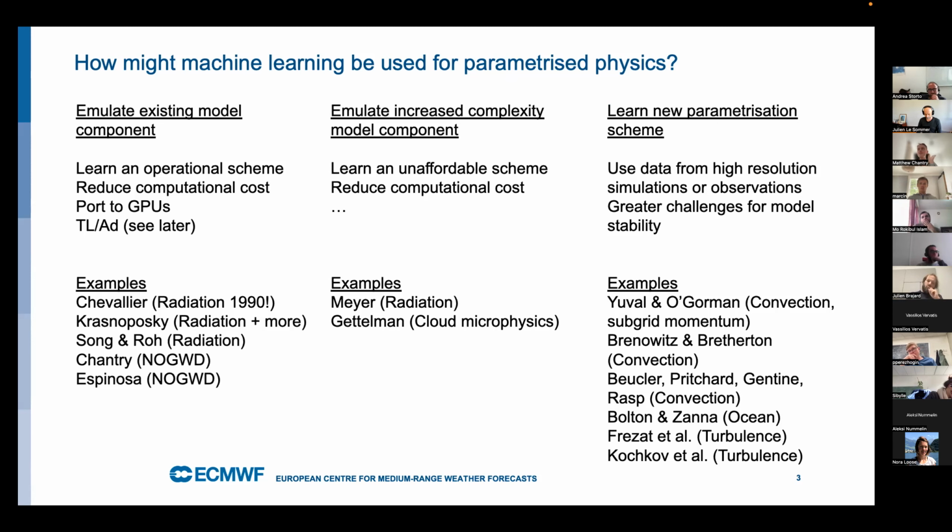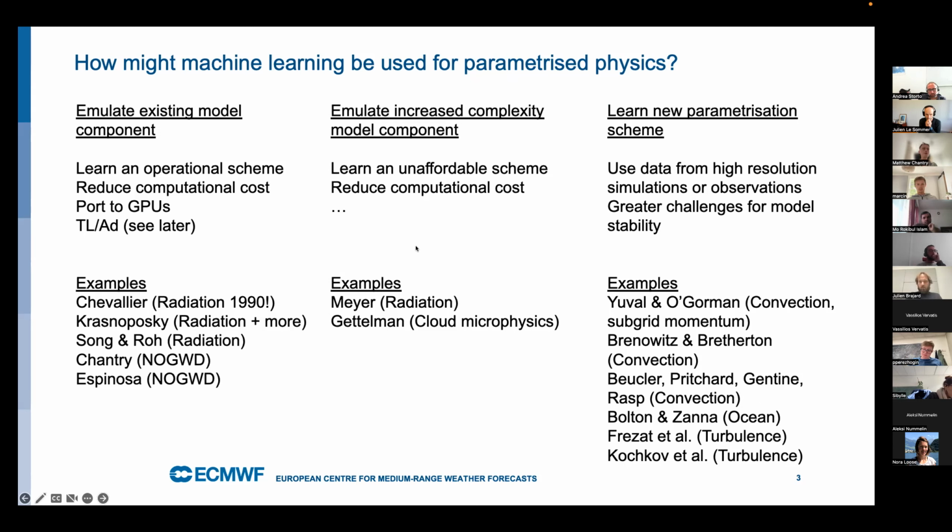And then the third, and definitely the most bold, and not something that I've spent much of my time on, is this idea of learning a new parameterization scheme. This is where you would use data from high resolution simulations or observations, and you've got lots of interesting and exciting challenges to get a stable parameterization learned into your model. There are loads of really exciting papers, and Julian was sharing a paper just this morning doing something in this ilk. This has been more popular in the atmosphere for convection parameterization, and is also where I've seen the most work on the ocean or turbulence perspective.